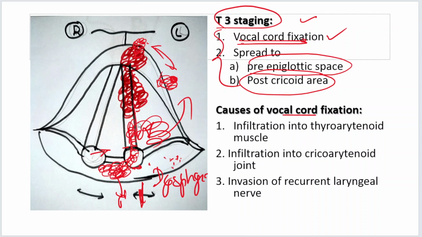Causes of vocal cord fixation, we already talked about it. If there is infiltration of the thyroarytenoid muscle, it causes vocal cord fixation or impaired vocal cord mobility. Cricoarytenoid joint fixation, any recurrent laryngeal nerve invasion also can cause vocal cord fixation.